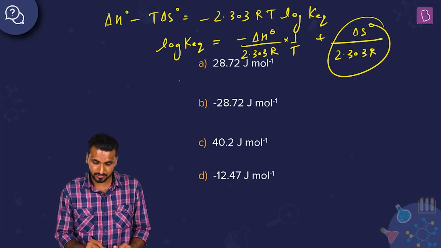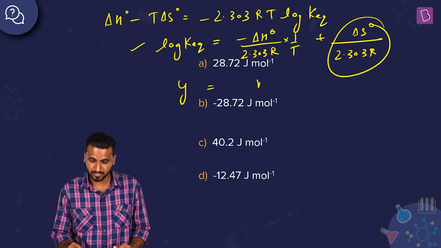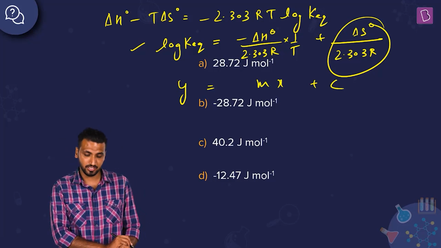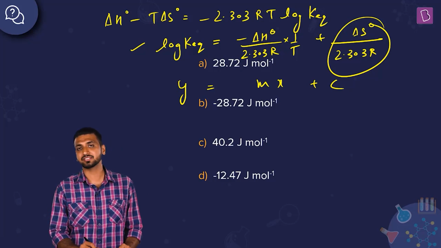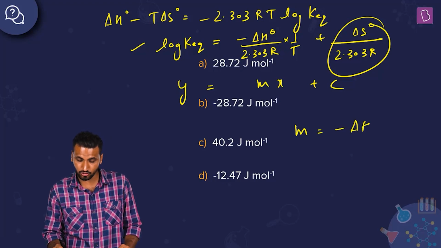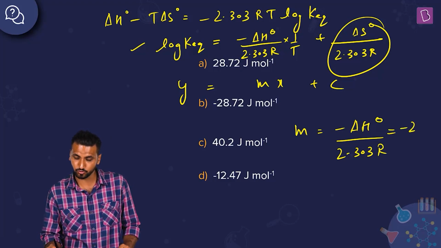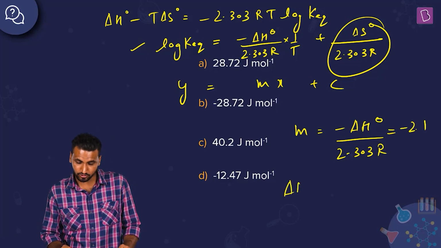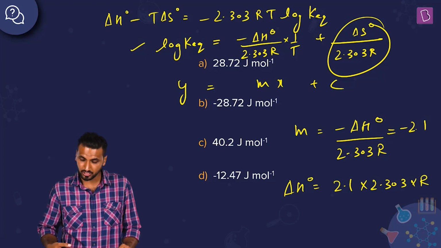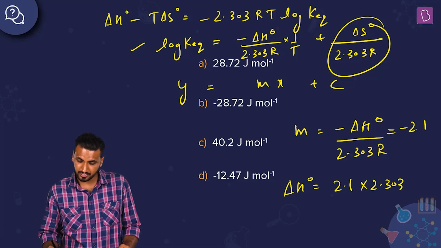If I compare this equation with y is equal to mx plus c, now your y is log K equilibrium base 10, your x is 1 by t, and the slope is minus delta H naught upon 2.303 R. And the slope is given as minus 2.1. So from here I can say delta H naught is nothing but 2.1 into 2.303 into R. And the unit is joule per mole. So I have to replace R with 8.314.